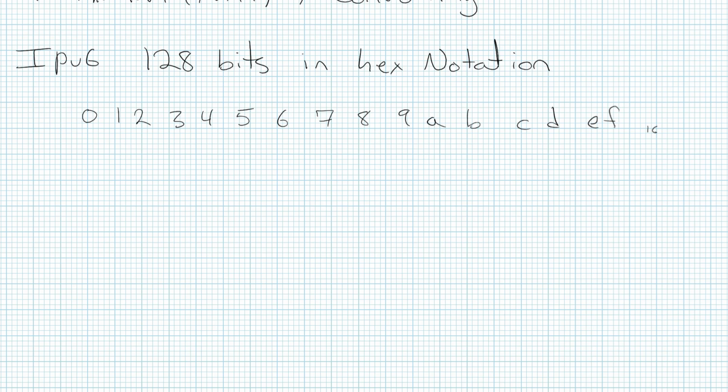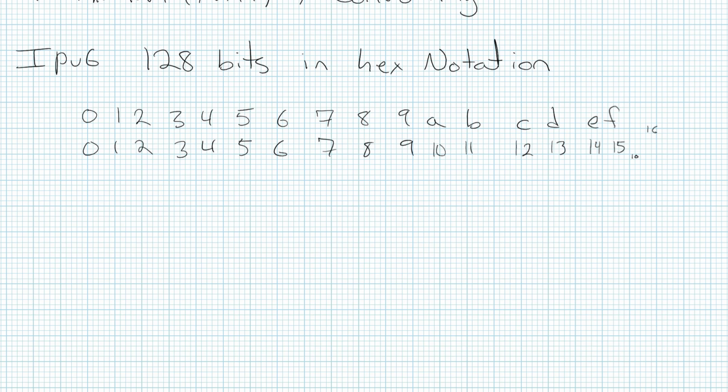The base 10 equivalents would be the same for the first 10 digits. And then 10 would be A, 11 would be B, C would be 12, D would be 13, E would be 14, and F would be 15. So you can see that we have 0 to 15, which is 16 possible digits in the base 16 system.